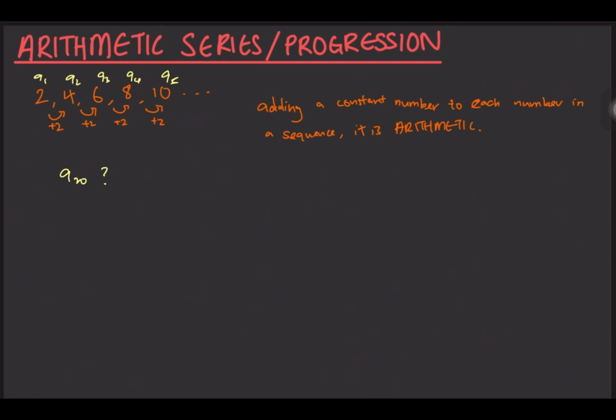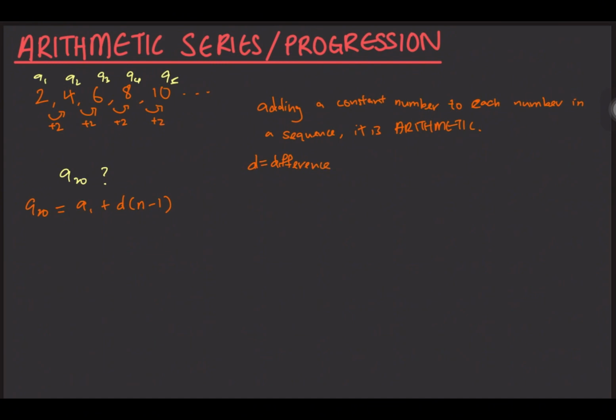So there's this formula, quite simple. You take A1, so A20 equals A1, the first term, plus the difference multiplied by the number of terms you want to find, n minus 1. Okay, so d is the difference.